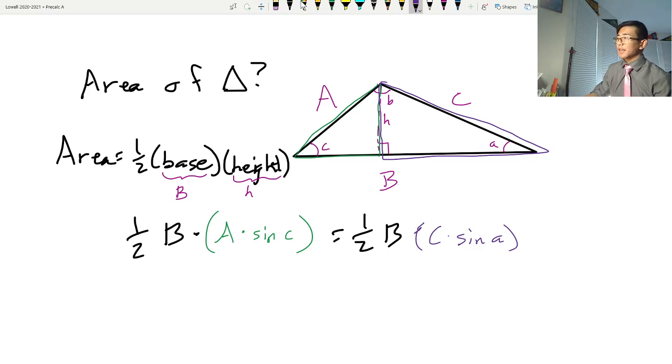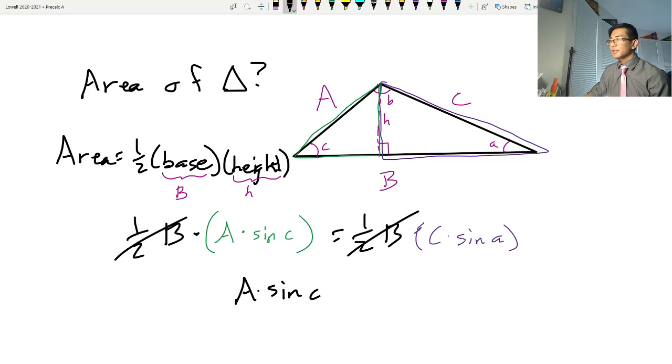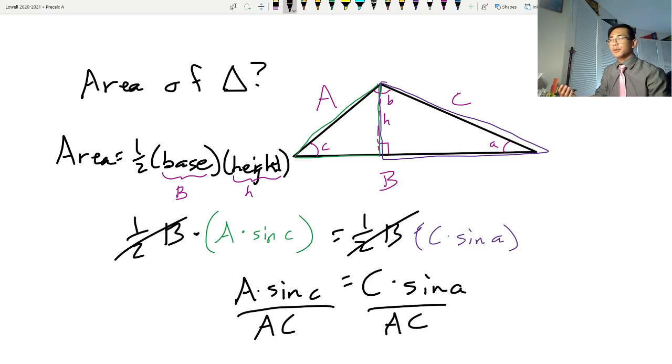By the way, the point of this video is not actually to find the area of the triangle. It's actually to show you something else. It turns out that I could divide left and right by 1/2 B. These are just two different ways of looking at the area of this triangle. If I clean up this equation, we get something that's kind of pretty in its simplicity. I'll end up with A sine of little c is equal to big C sine of A, and if I divide the left and right by A and C, divide by AC, we see something really interesting.